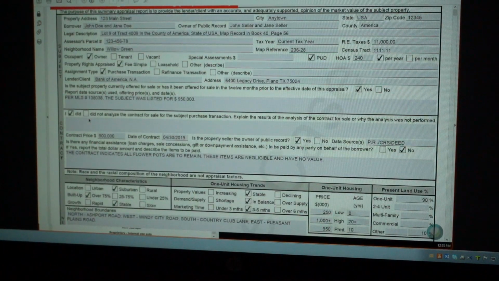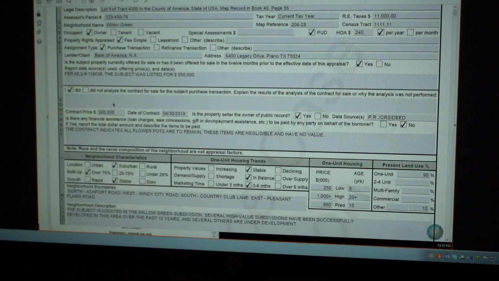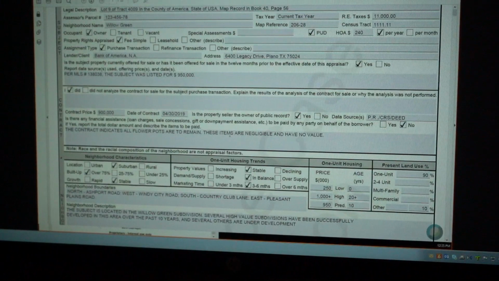In this section, obviously it's a purchase contract. The one that we had prior was a refinance, so this section of the contract was not completed, and they don't have to complete it. Since this is a purchase, they do have to say that they did analyze it. They got to tell you the contract price and the date of the contract. They got to fill out this information.